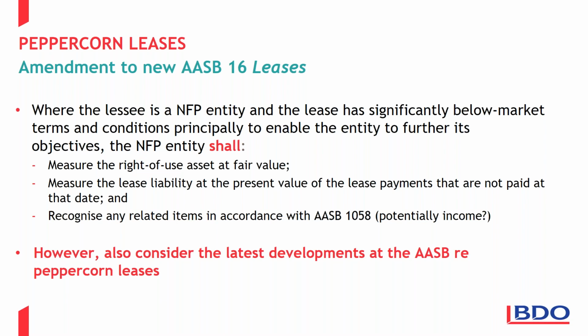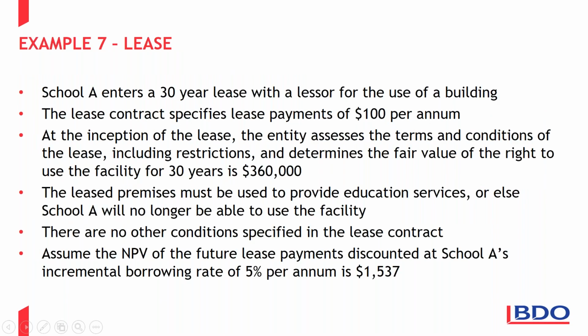And of course, there's going to be a difference, and the difference in that scenario would probably be accounted for, or will be accounted for, in accordance with 1058. And it may have a number of other standards that apply to the credit, but most likely potentially income under 1058. Now, the latest developments that have come from this section in relation to peppercorn leases is that an amendment has been issued by the Accounting Standards Board. I'll come to that in a moment, but let's just have a look first at an example that demonstrates what we've just spoken about. This is a very quick example.